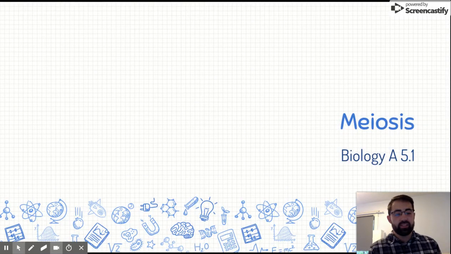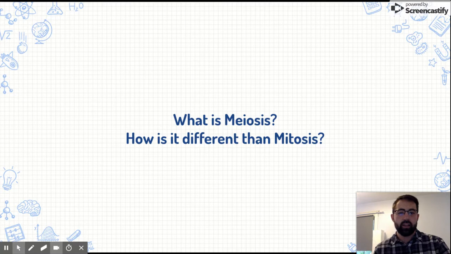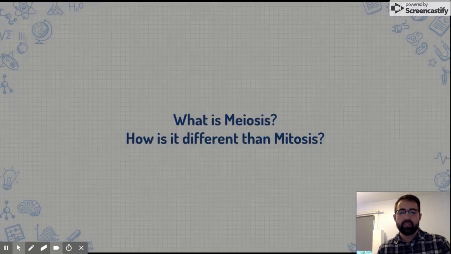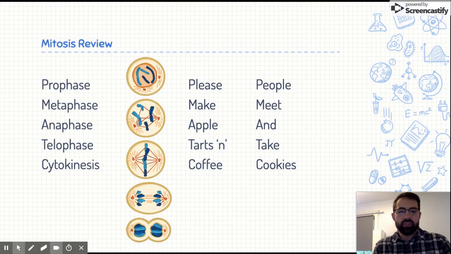So meiosis is how sex cells are formed. So how genetic information is passed on from one generation to the next. And to start off with this, we'll tag onto our question of what is meiosis and how is it different than mitosis. Let's review mitosis. And this is how cells normally replicate, how they duplicate themselves.